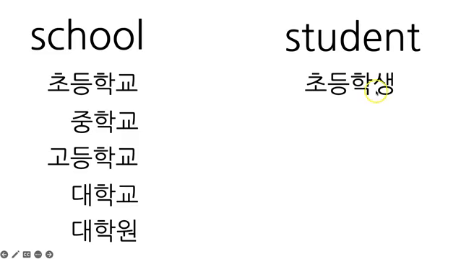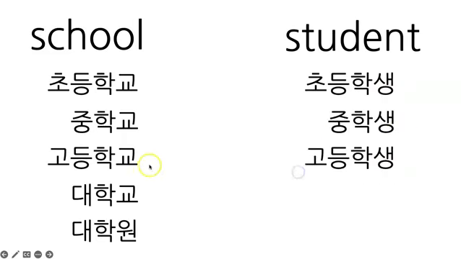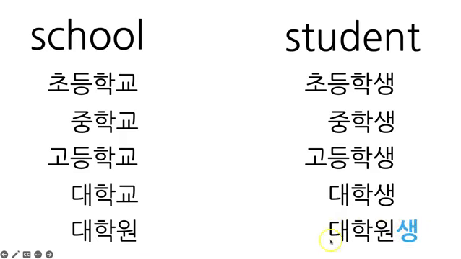For elementary school students, instead of 학교, we use 학생, 초등학생. Middle school student, 중학생. 고등학교 and 고등학생. 대학교, college or university, and 대학생, that's a college student or university student. 대학원, this is a school name, graduate school. And graduate student, 대학원생. So as in these examples, 교 meaning place or school, and 생 meaning person.